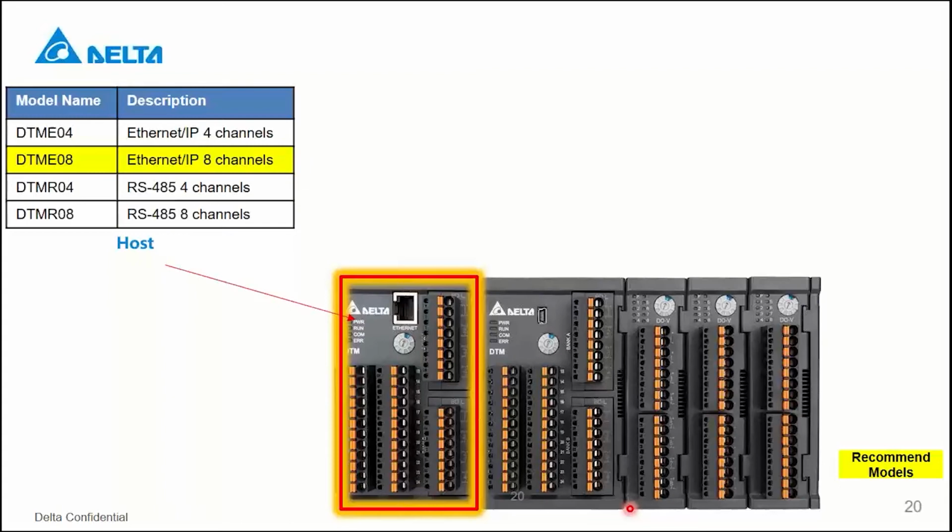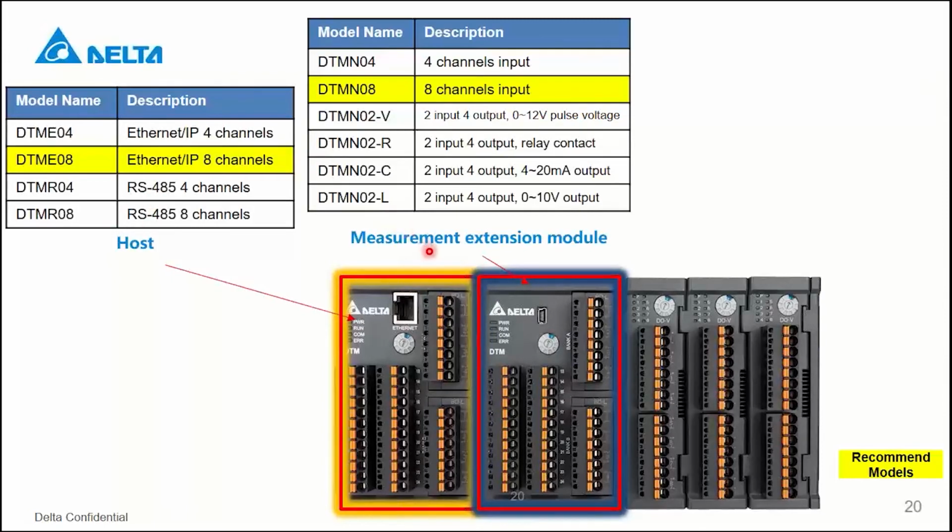Then back to the detail module. Here I highlight the commonly used modules. For the measurement host, there are 4 modules on sale, and for this one, I recommend the 8 channels with Ethernet support. Of course, if you think Ethernet is not necessary, you can also select the RS485 type, no problem. Next one is the measurement extension module.